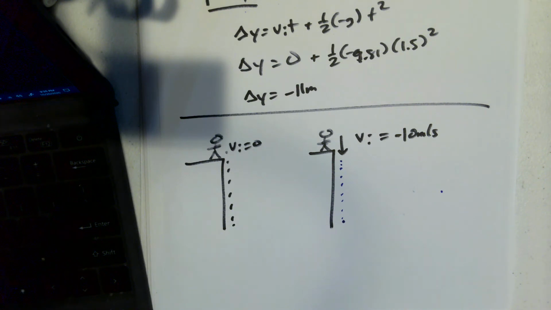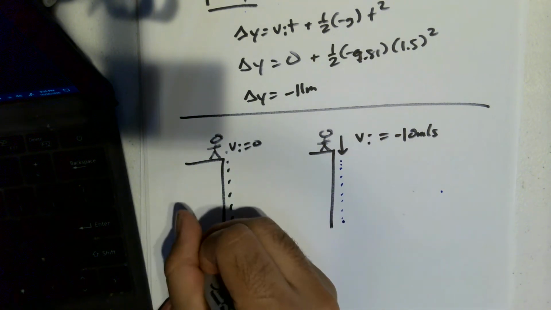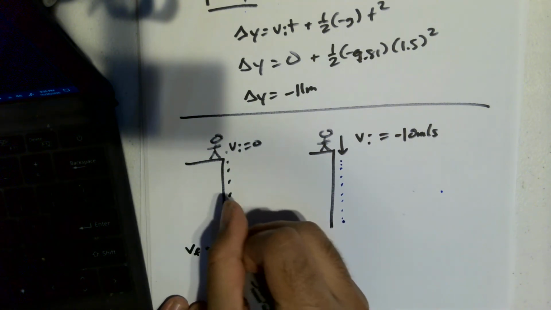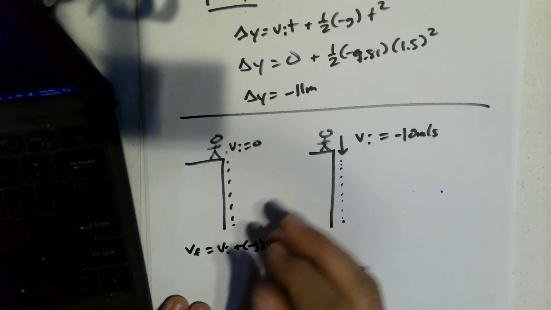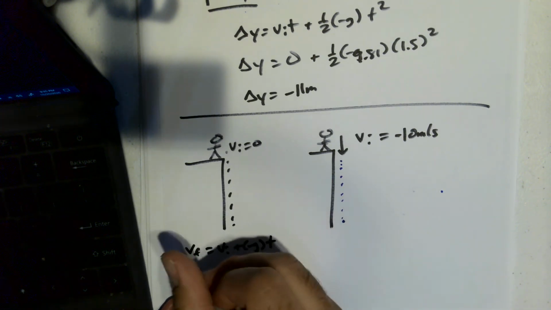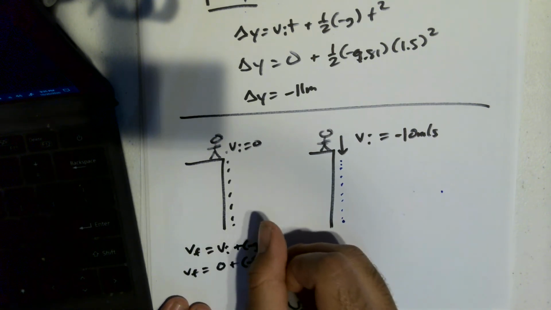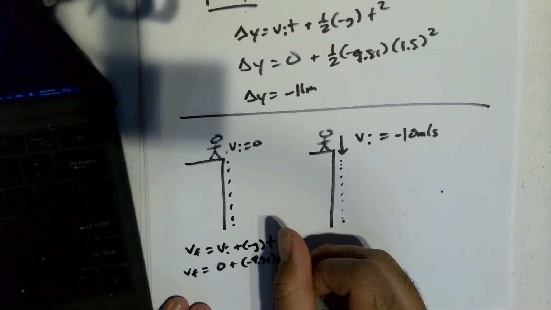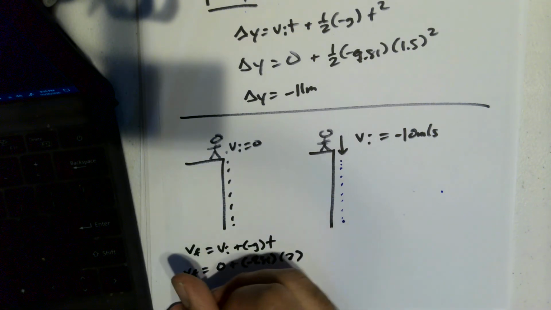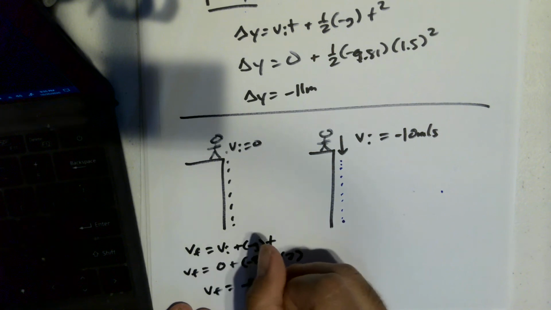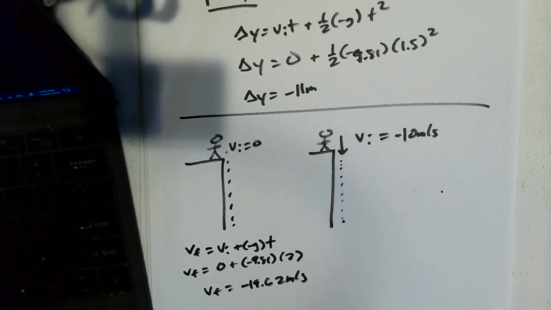And what I'd like you to note, there's clearly a 10 meter per second difference between these two velocities. And let's use this formula to get our velocities at 2 seconds out, because we have VI, we have G, we have T. So if we do that, 0, negative 9.81, and then we have T being 2. Negative 19.62 meters per second is our velocity there.